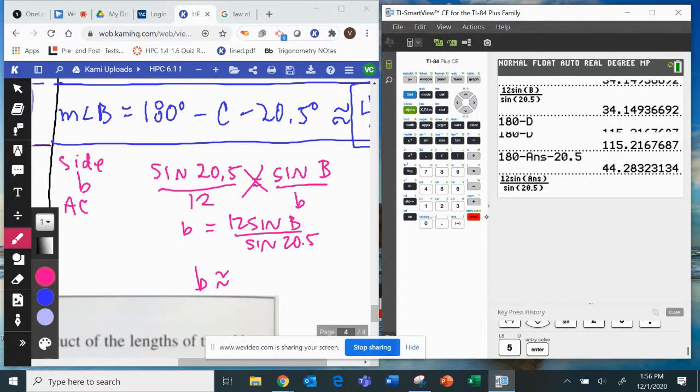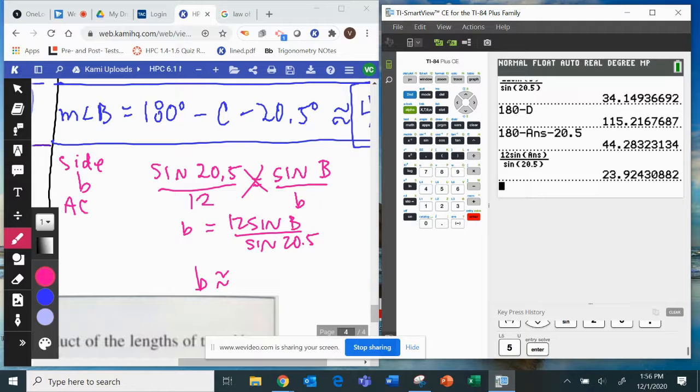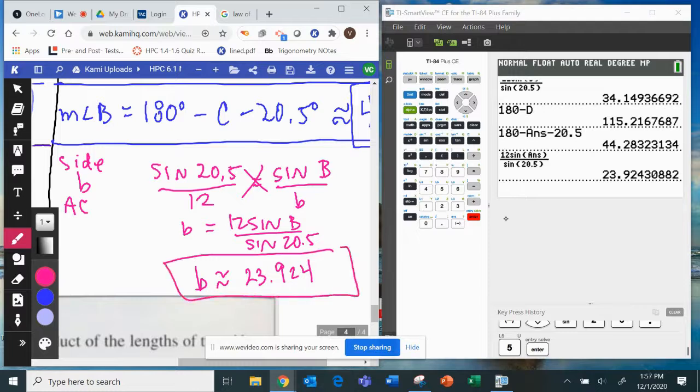I do want you guys to notice, some of them I stored. These, I just used the last answer. You should not be rounding any of these. You should be using the calculator. You shouldn't be rounding them. So I get 23.924. And I think that was meters.